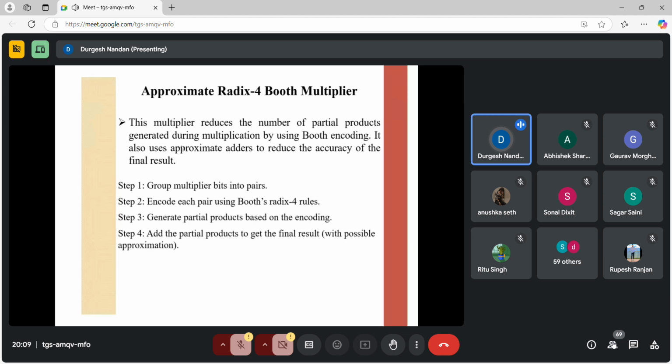If we see it step by step, at first we group the multiplier bits into pairs, then encode each pair using Booth radix-4 rules. Then we generate the partial products based on the encoding, and at last add the partial products to give the final result, with possible approximations.